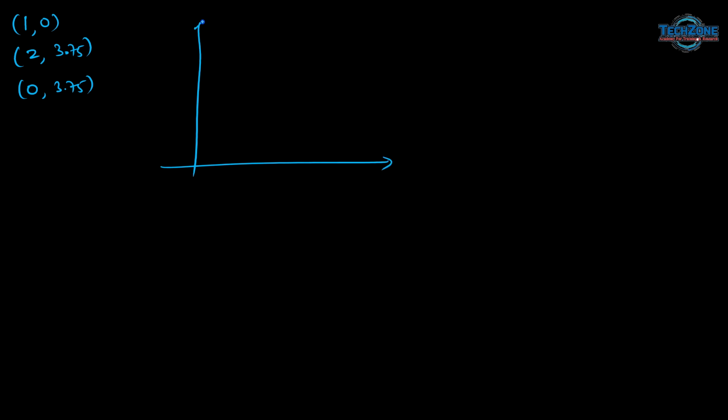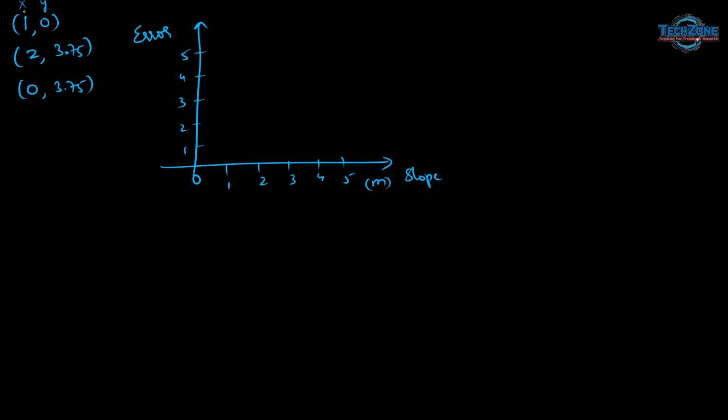Let us go ahead and plot those. Let me write the points. First one was 1, 0. The next point was 2, 3.75 and the third one was 0, 3.75. Let us plot the point between the slope, that is the value of m, and the error function. So 1, 2, 3, 4, 5 and so on. These are our x values, these are our y values.